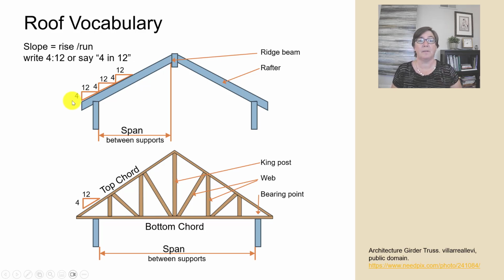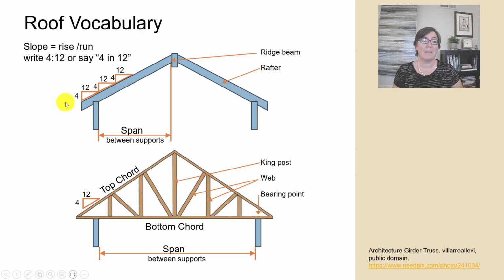For example, this is a 4 in 12 roof, right? And we would write it 4 in 12. We'd say it 4 in 12, right? And sometimes you will see a little symbol. It looks like this, a little triangle, and for every 12 inches horizontally, that's the run, it will rise 4 inches. Right. And you can have different slopes. You can have 3 in 12, 4 in 12, 4.5 in 12, 6 in 12. You get the idea. All right.